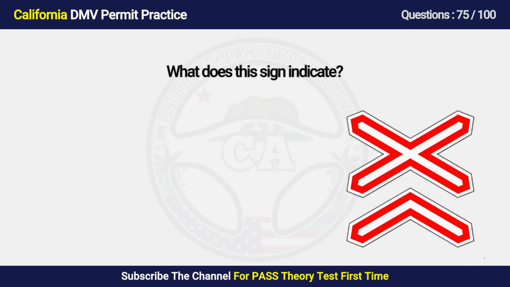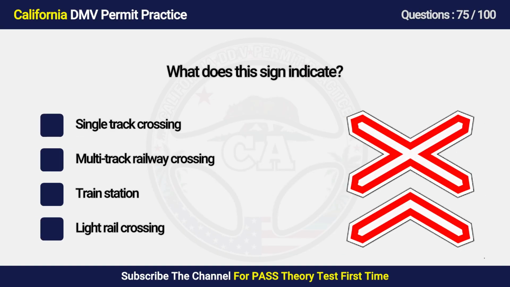Question 75. What does this sign indicate? A, single track crossing, B, railway crossing, C, train station, D, light rail crossing.